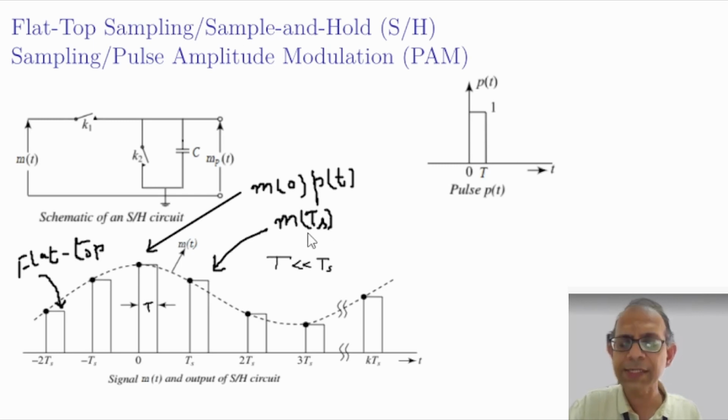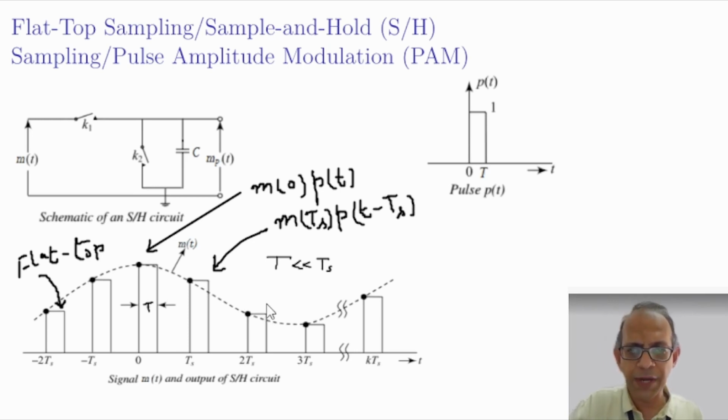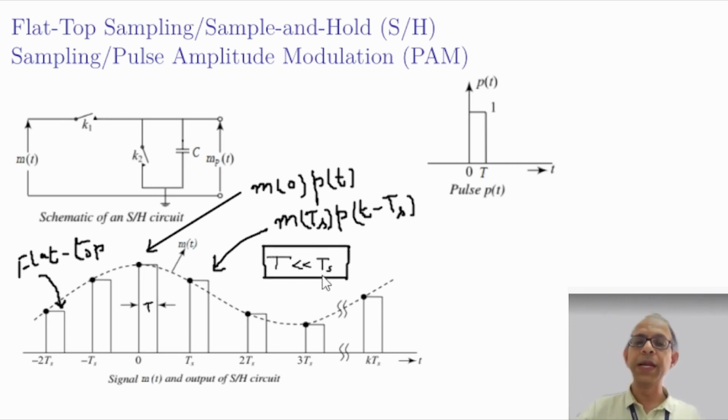So m of Ts into the pulse p of t minus Ts. This is the pulse p of t shifted to Ts. Similarly, this would be m of 2Ts, p of t minus 2Ts, and so on. Note that the pulse width capital T is much smaller than the sampling interval Ts. We'll look at the consequence of this as we proceed.